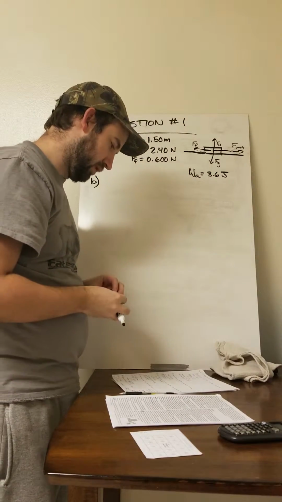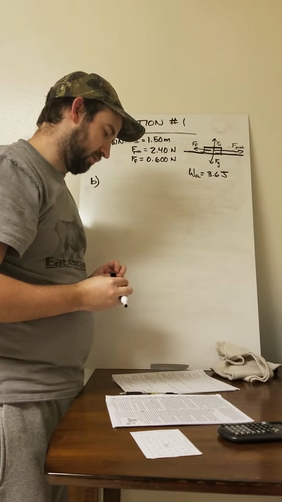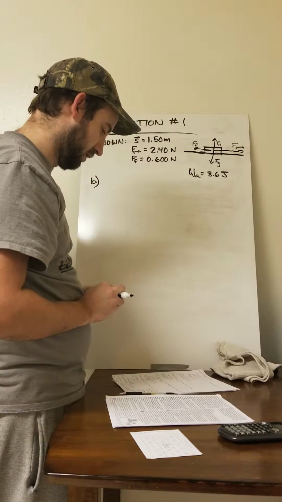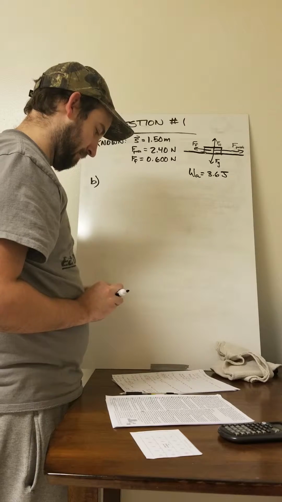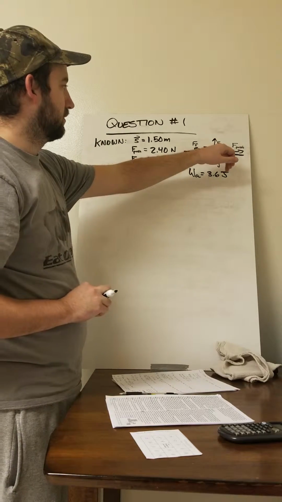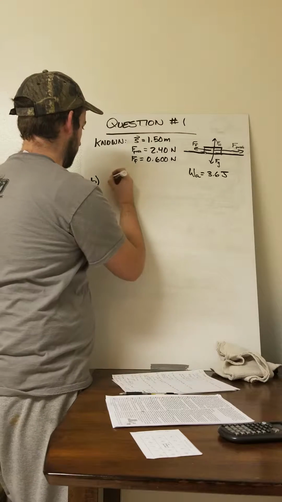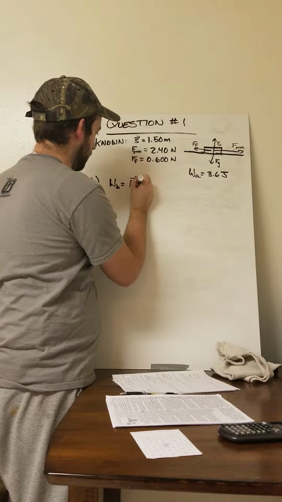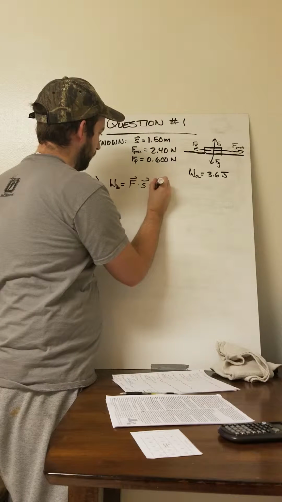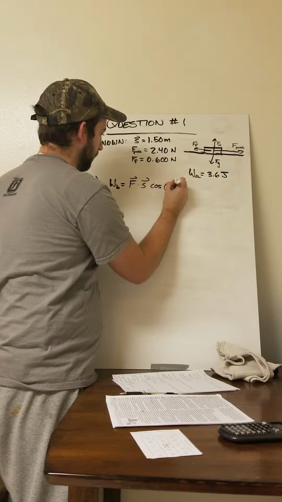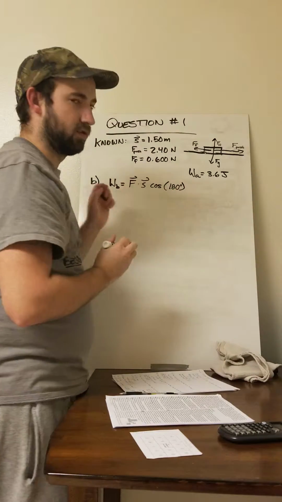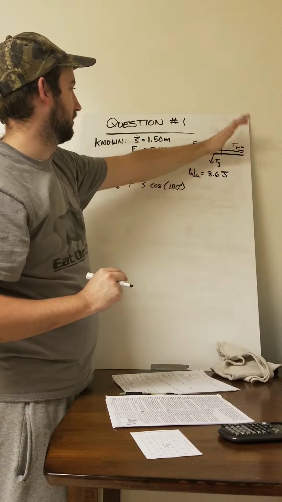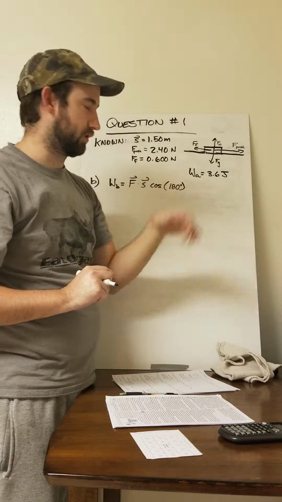So now with part B, it wants to know how much work is done on the book from the friction force. So we know that the friction force was 0.6 newtons, and the theta is, so we'll write out the equation again. So the angle this time is 180 because the force, if it's moving this way, the friction is the opposite way, so it's 180 degrees.